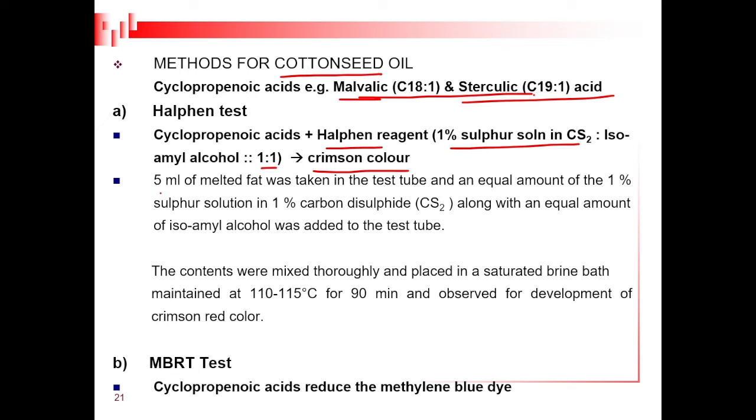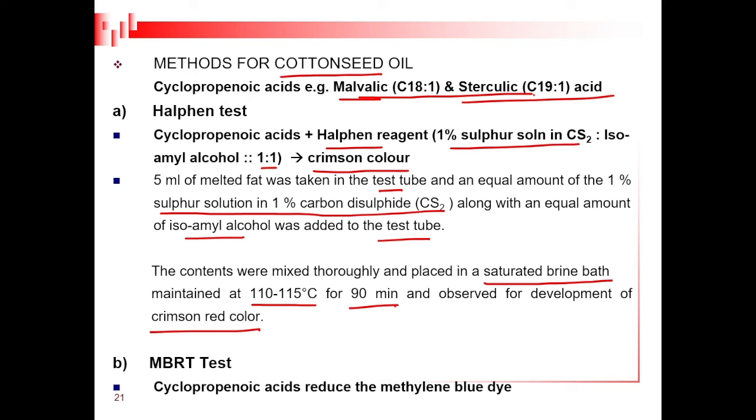So how to perform it? You take 5 ml of melted ghee in a test tube, and then you add an equal amount of the Halphen reagent, that is 1% sulfur solution in carbon disulfide with an equal amount of isoamyl alcohol. Okay, so 5 ml of the Halphen reagent, 5 ml of the melted sample you take in a test tube, and then the content is mixed thoroughly and placed in a saturated brine bath, because we have to increase the temperature to 110 to 115 degrees for 90 minutes, and we will see that the crimson red color will be observed in the case of the cottonseed adulterated sample.